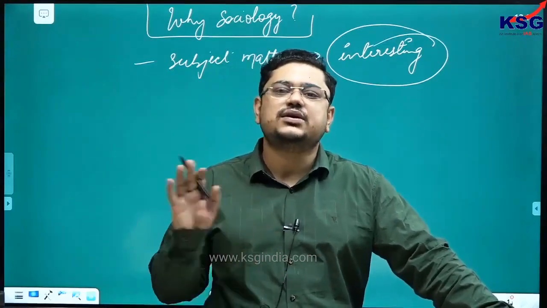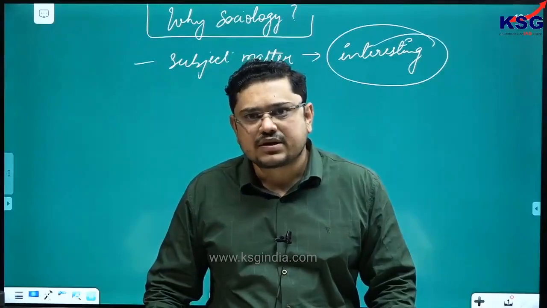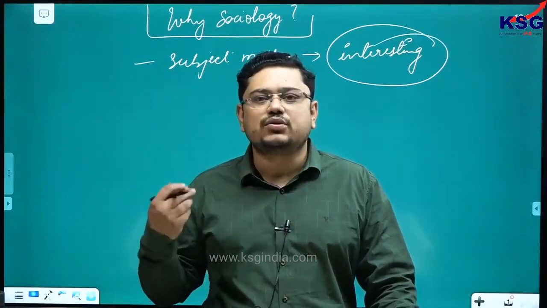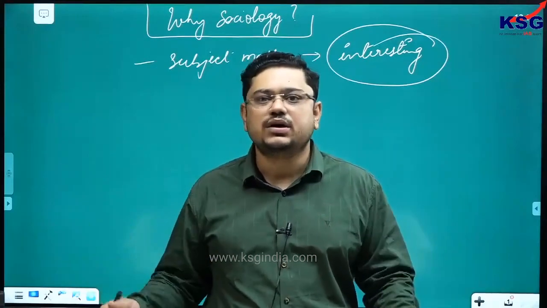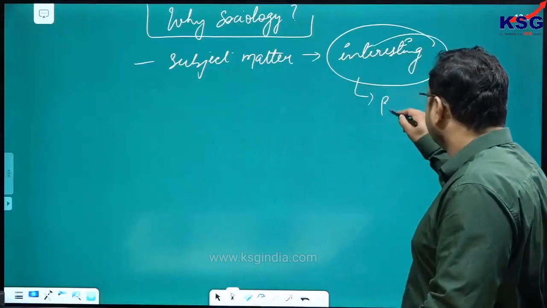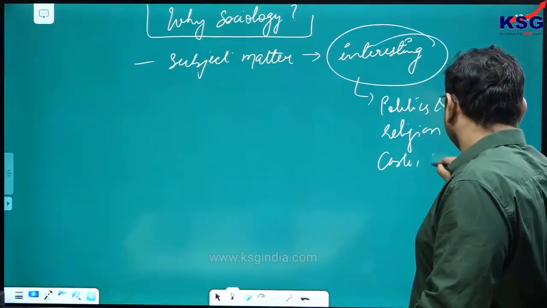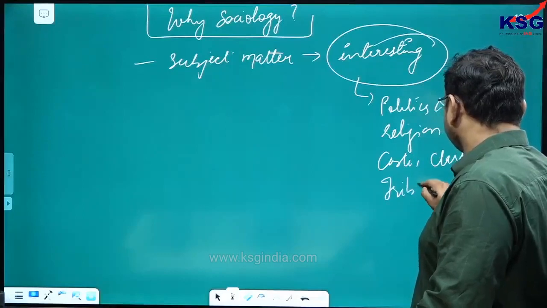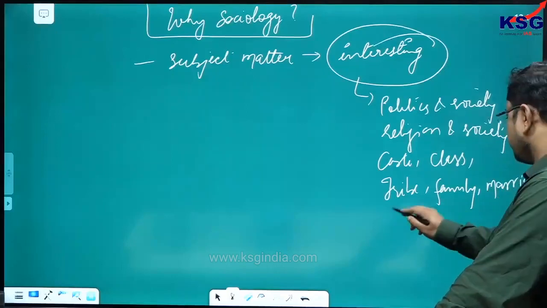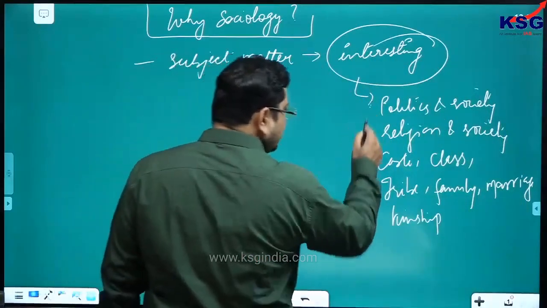Clear? It is just that in the optional we approach the subject matter with an academic perspective. So relatability or visualization of concepts becomes extremely easy as you are able to relate the concepts to the real social world, and you can observe them. And that's why, if we look at the content: politics and society, religion and society, caste, class, tribe, family, marriage, kinship. These are all things we have already studied.